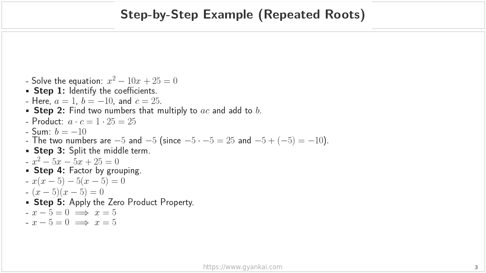Now in step 5, we apply the zero product property. This tells us that for the product to be 0, at least one of the factors must be 0. So, we set the first factor, x minus 5, to 0, which gives us x equals 5.